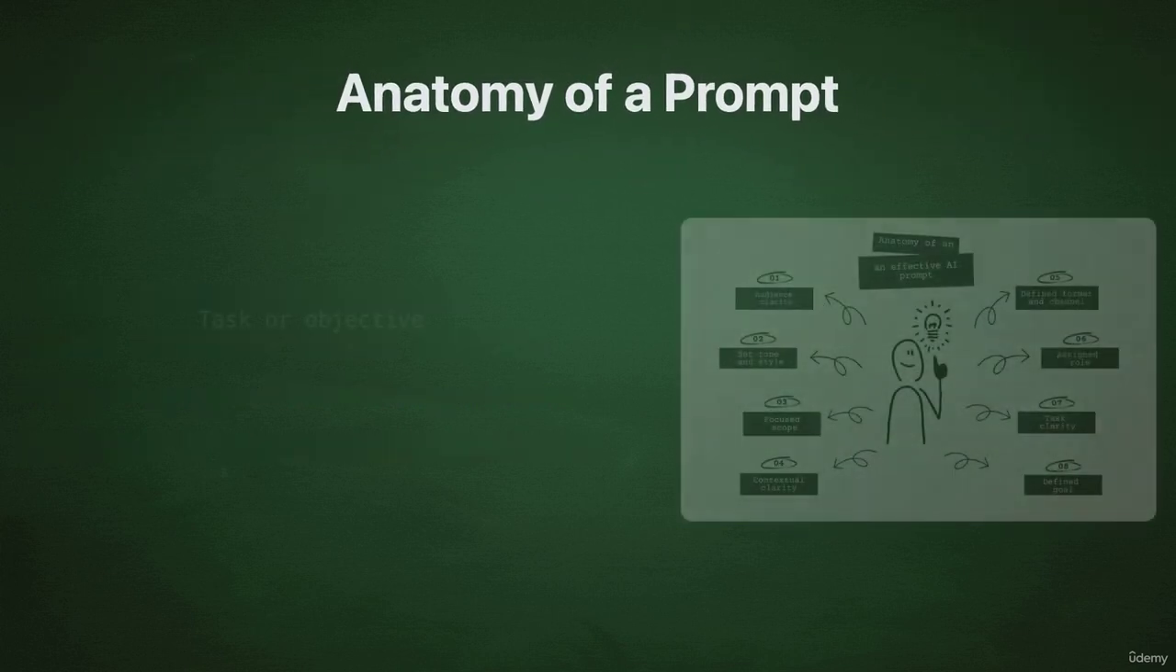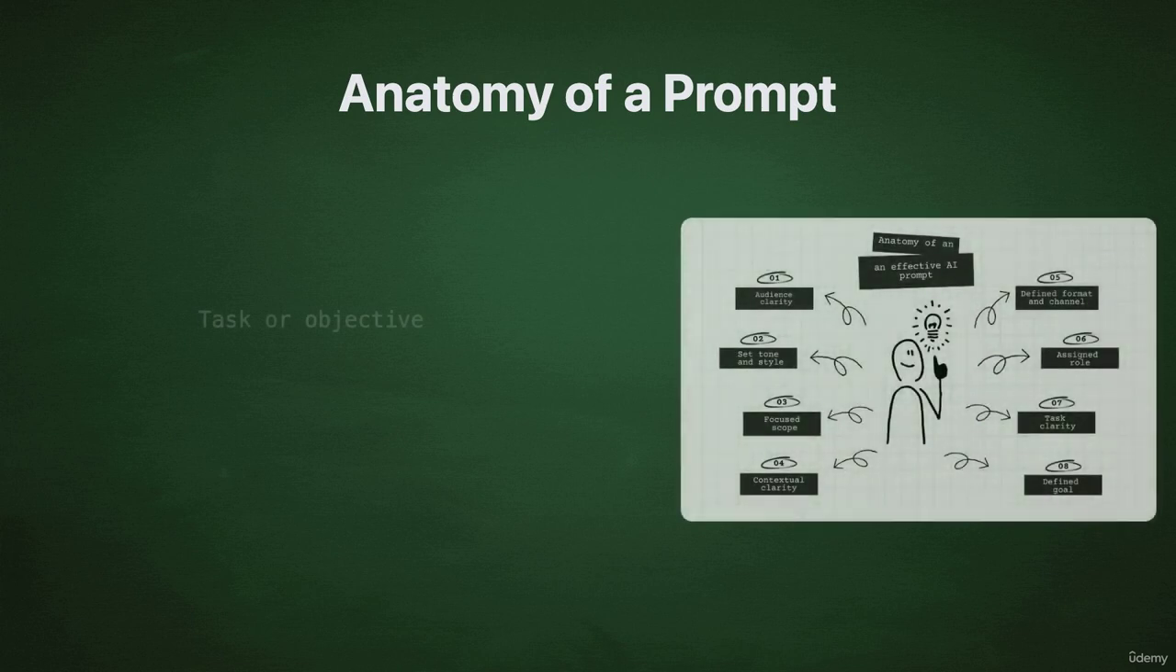The first step in creating a prompt generation script is to understand the structure and components of a prompt. A prompt typically consists of a few key elements. 1. The task or objective. This specifies what the language model should generate, such as a story, a product description, or a response to a question.